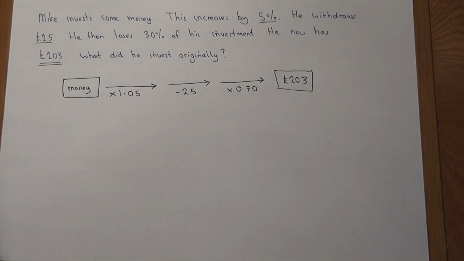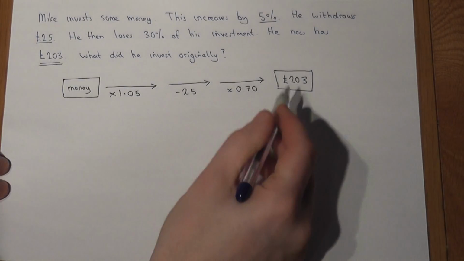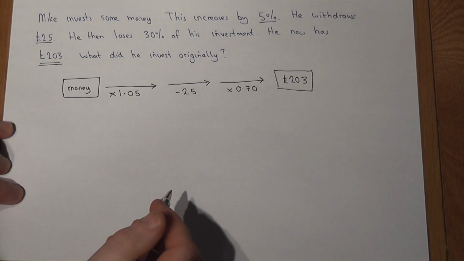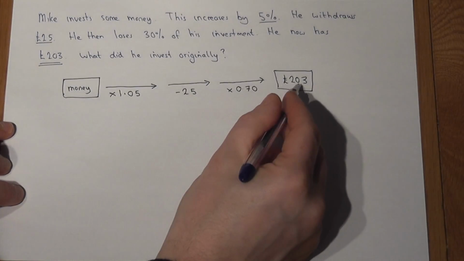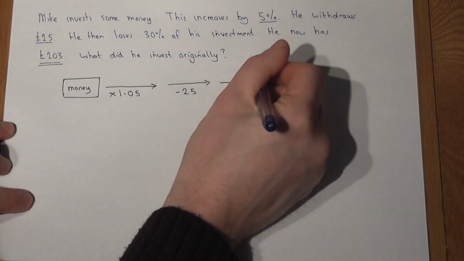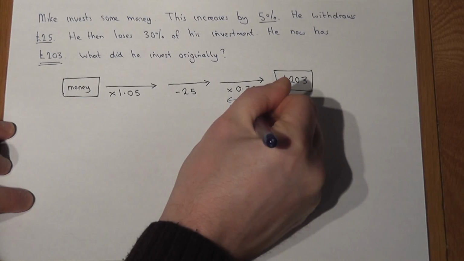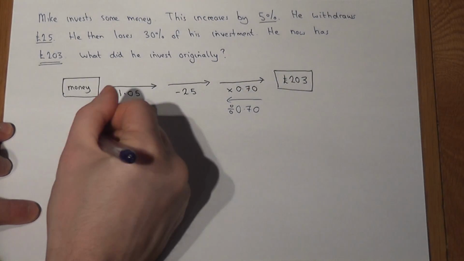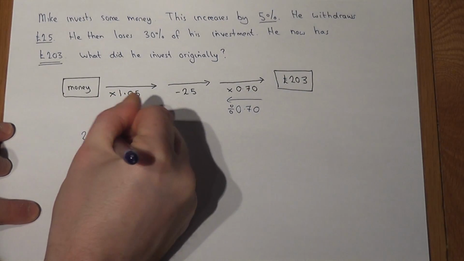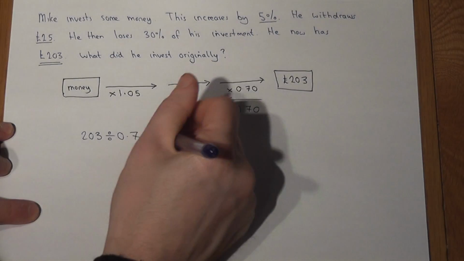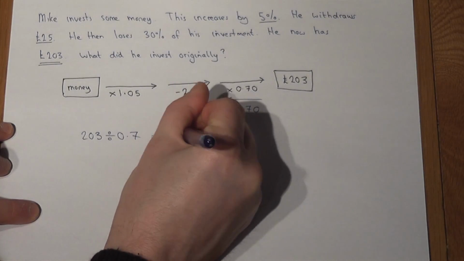Now, we must now work backwards through the flow diagram by doing the inverse operations. So we start at 203. First of all, we will divide by 0.70. So 203 divided by 0.7 is 290.